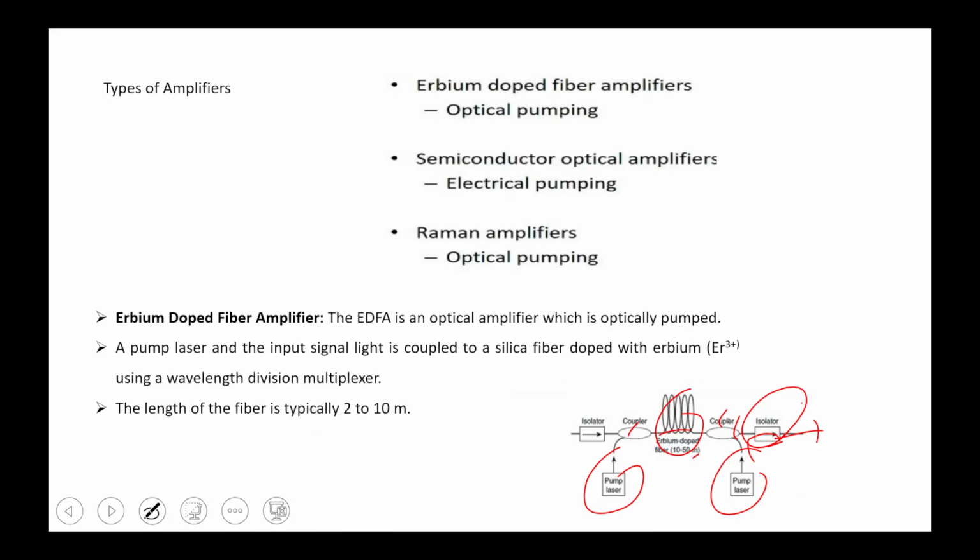So the erbium doped amplifier is optically pumped by a pump laser, and the input light is coupled to the silica fiber doped with Er plus 3. I already told you, using the wavelength division multiplexer, and the length of the fiber is typically 10 to 10 nanometer. So the fiber length should be between that only.